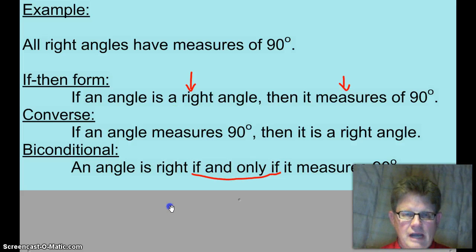This will conclude Honors Geometry 2.2 Conditional Statements.